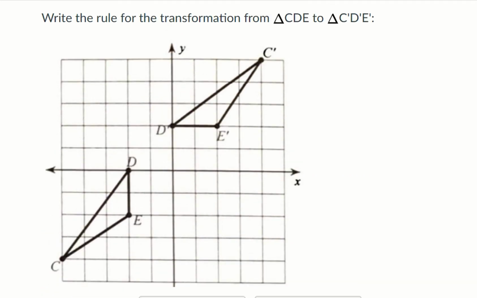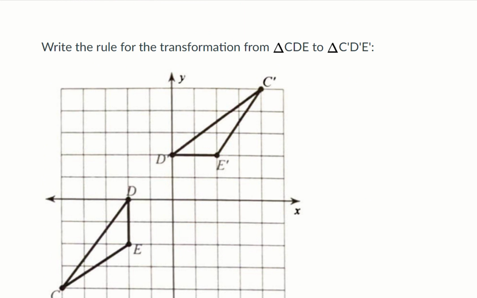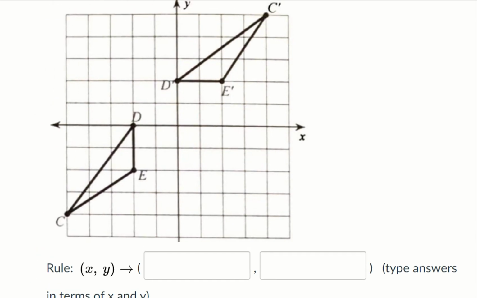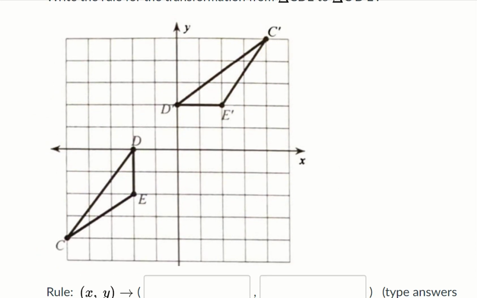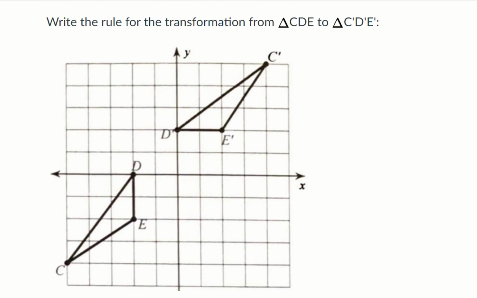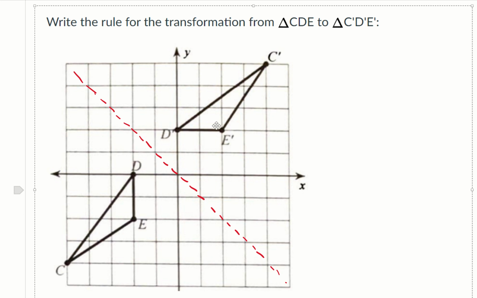So now let's look at the next one. This time you want to write the rule for the transformation from the unprimed to the primed triangle. So write the rule for this transformation. So first off, you can kind of tell that it looks like a mirror reflection about a line that looks kind of like this. And indeed it is. So if you were to slice that in half, it's going to look exactly like that, a mirror image.